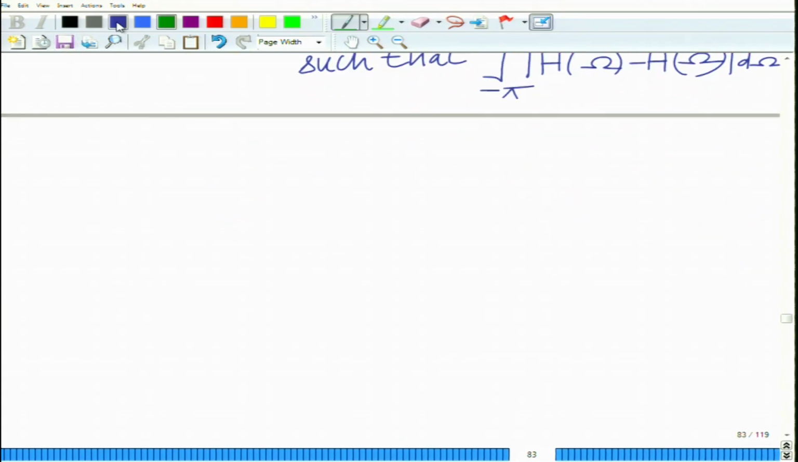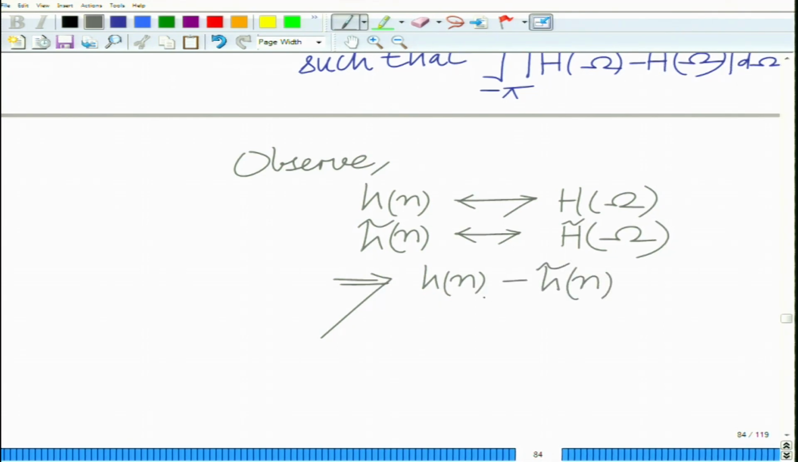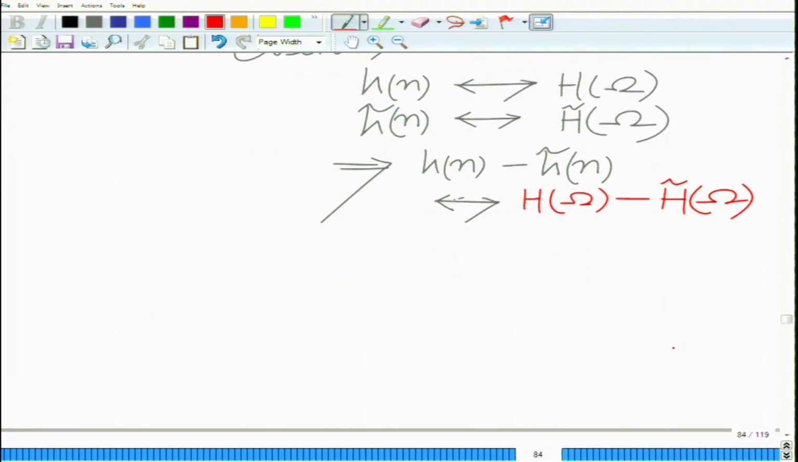Now, firstly, to solve this, first observe that we have h n, which has the DTFT or frequency response H of omega, and h tilde n has the DTFT H tilde of omega. This implies h of n minus h tilde n has the DTFT H of omega minus H tilde of omega, and this follows from linearity, remember. That is, h of n minus h tilde n has the DTFT H of omega minus H tilde of omega.